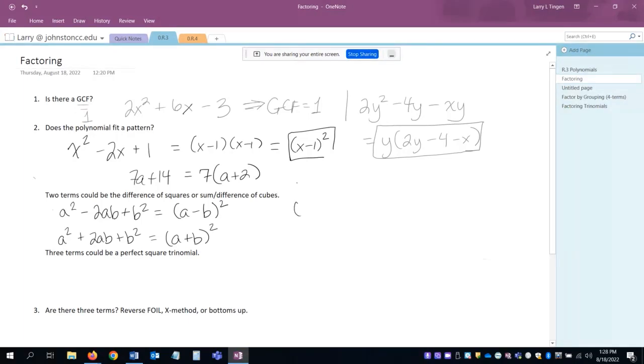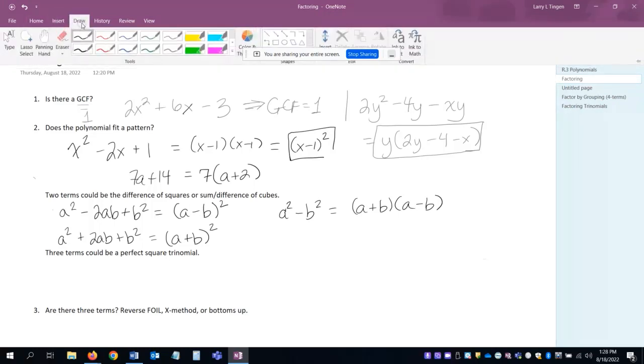If you have a squared minus b squared, that's the difference of squares, and that always factors down into a plus b times a minus b. So if you get a polynomial that fits one of these patterns, you can factor it.